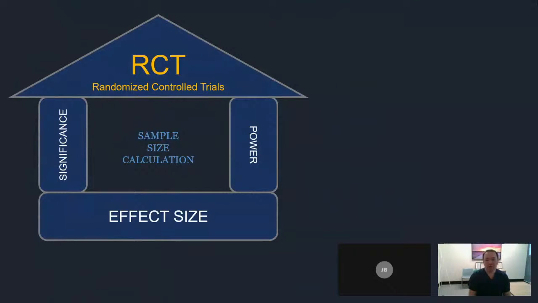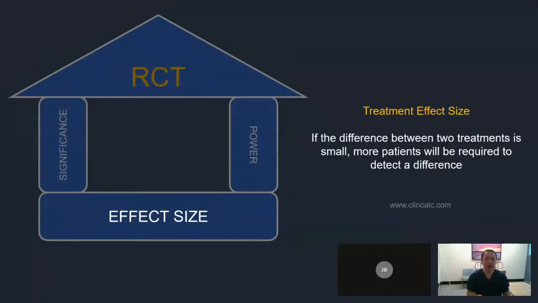So randomized controlled trials are built upon the foundation of sample size calculation, which has 3 pillars: effect size, significance level, and power of the study. Let us consider them one by one. First, the treatment effect size. By effect size, we mean, compared to the control group, once we introduce a new treatment in a randomized controlled trial, how much improvement in outcome we are expecting.